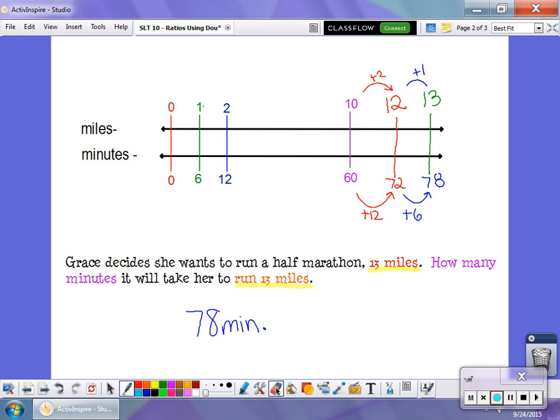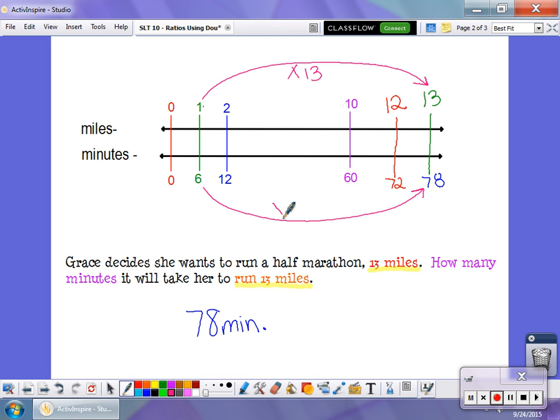Now there is another way that I could do this problem. Let me clean this up a little bit. And the other way that I can do this problem is using multiplication. I know that 1 mile is 6 minutes. I know that 13 miles is like having 13 groups of 1 mile, which means it's going to be like having 13 groups of 6 minutes. So I could just do 13 times 6 and get my answer of 78 and just jump ahead to that part of the number line.